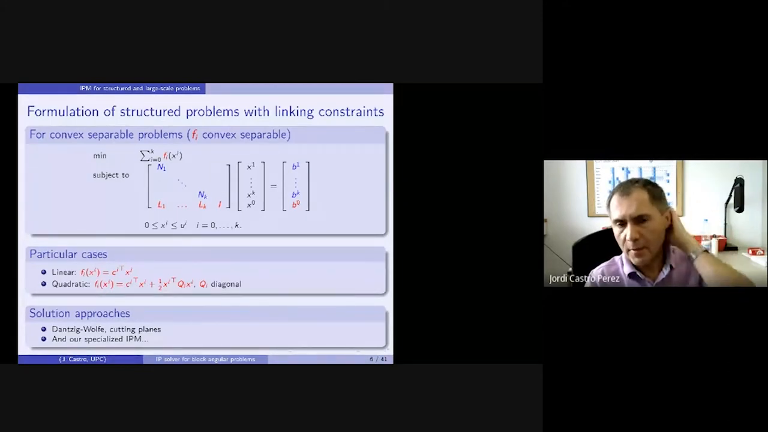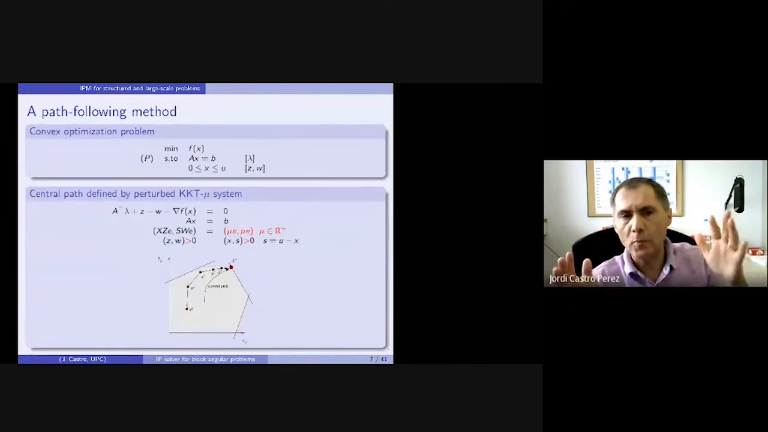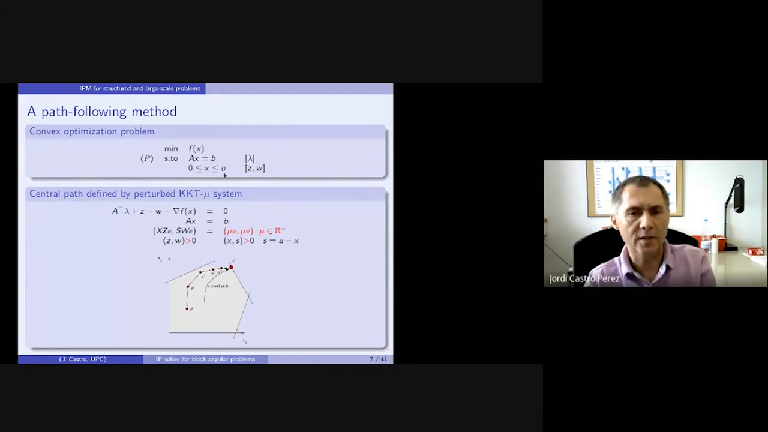What's the idea behind an interior point method? I'm going to explain a little bit how interior point methods work, very quickly. Let's consider this particular problem: minimize some convex function f of x subject to linear constraints and these inequalities.